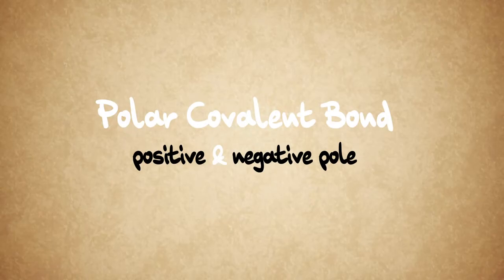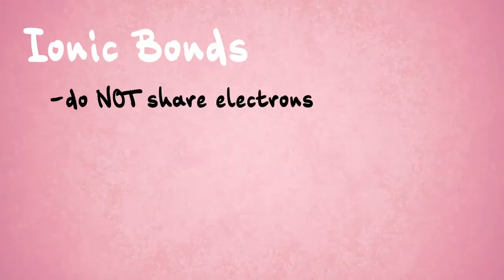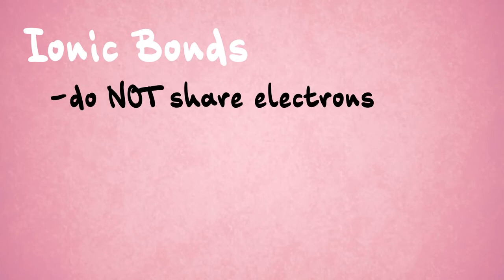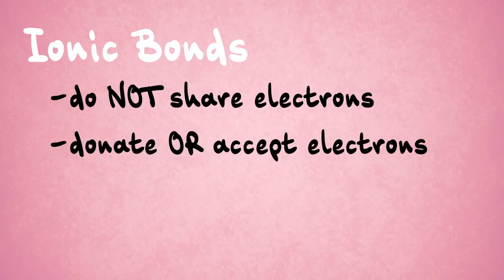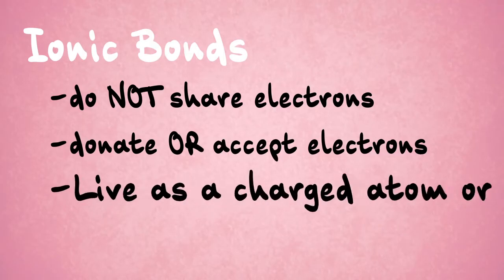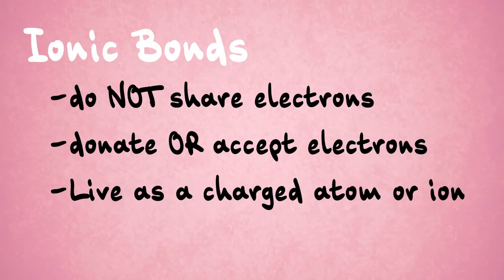Now let's talk for a moment about a completely different type of bond, which is an ionic bond. And that's when, instead of sharing electrons, atoms just completely, wholeheartedly donate or accept an electron from another atom and then live happily as a charged atom. And there actually is no such thing as a charged atom. If an atom has a charge, it's an ion.